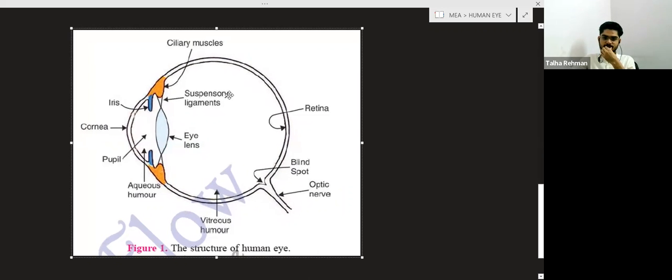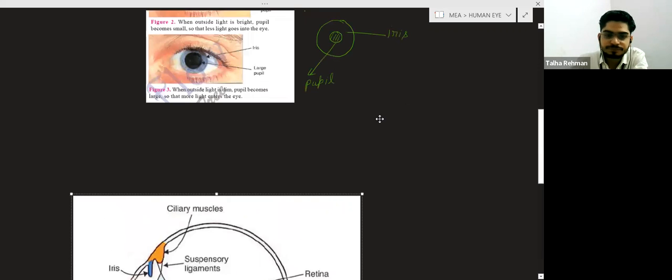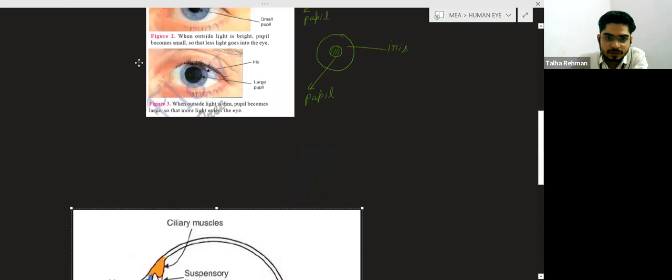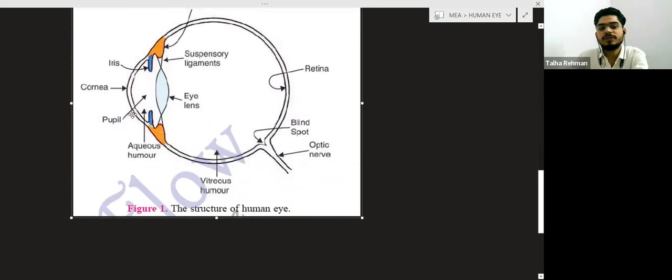Focus on the screen, all of you. So basically, see this region. This region. Okay. This region is the cornea of the eye, and this outer part of this is convex. Outer part of this is convex. So this is a cornea.